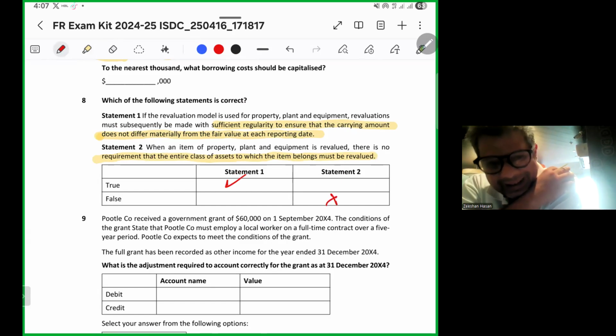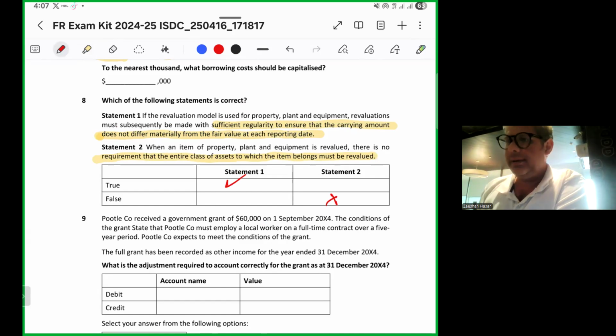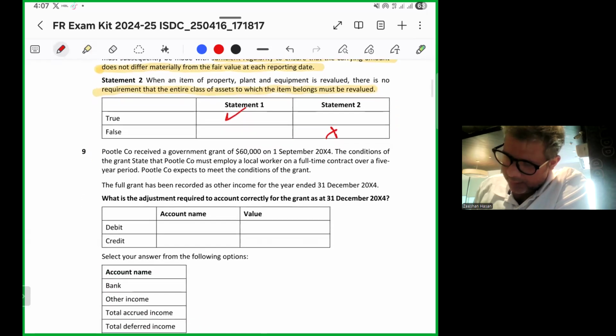Second statement is incorrect. IAS 16 states that when the revaluation model is used, revaluation should be made with sufficient regularity to ensure that the carrying value of the assets remains close to the fair value. IAS 16 also states that if one item in a class of asset is revalued, all the assets in that class must be revalued. Okay.